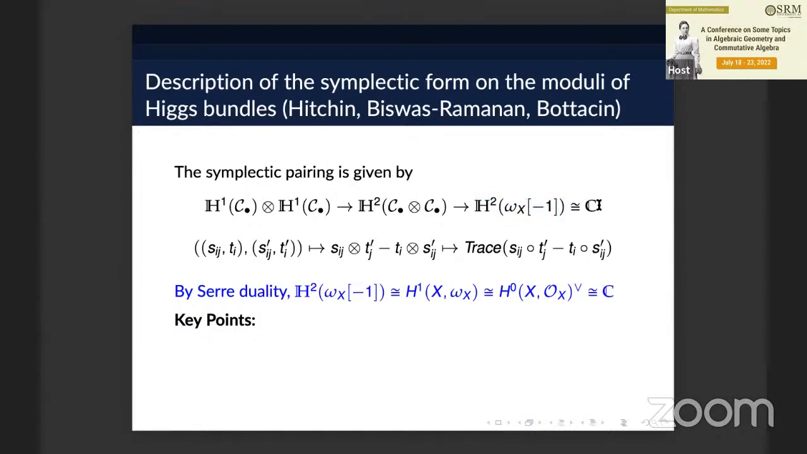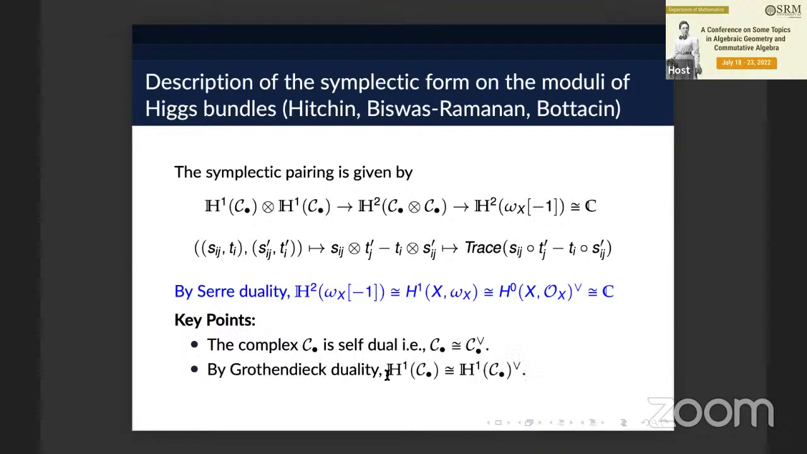The key point here is that the complex C bullet that we have discussed is self-dual. There is a way to take the dual of complexes, and one can check that this is isomorphic to itself. And by Grothendieck duality, one can check that the first hypercohomology is self-dual. Which means that this pairing is non-degenerate, because this is exactly the same pairing.